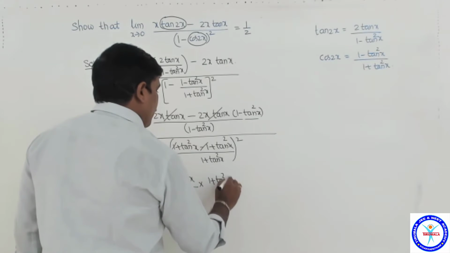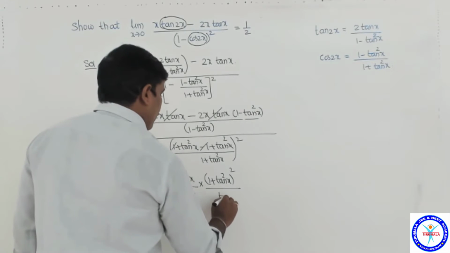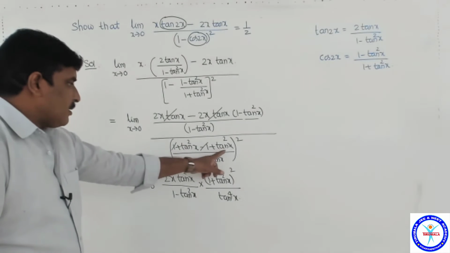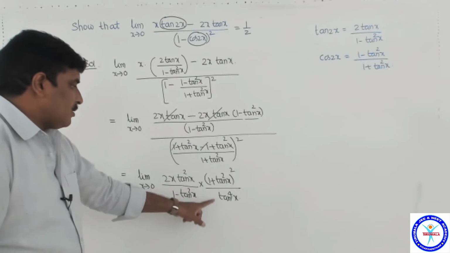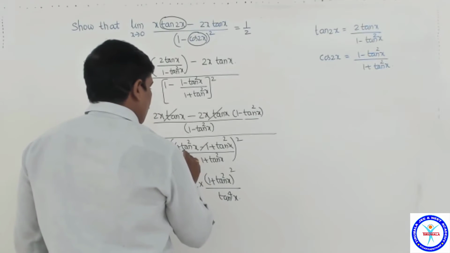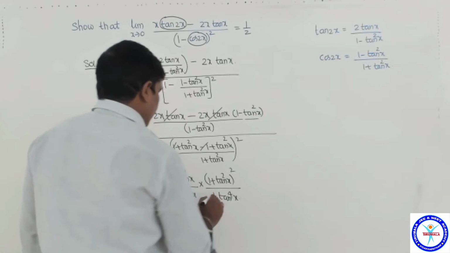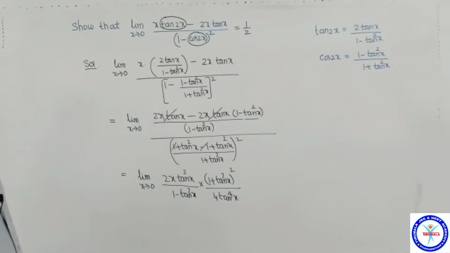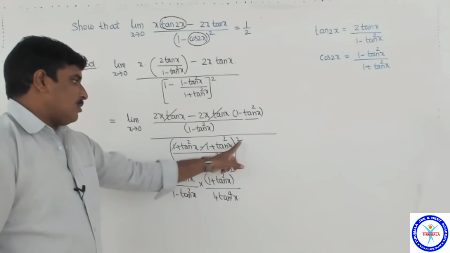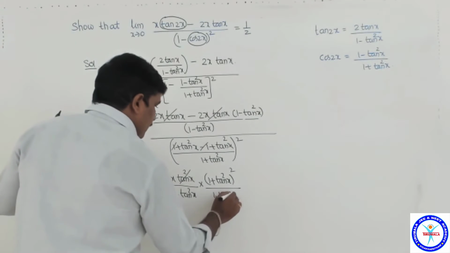(1 plus tan square x) whole square by tan power 4 x. Okay students, in the denominator (2 tan square x) whole square, that is 2 square, 4 tan power 4 x. So (1 plus tan square x) whole square, and the denominator (2 tan square x) whole square, 2 square is 4, tan power 4 x. Now tan square x cancels with tan square x.